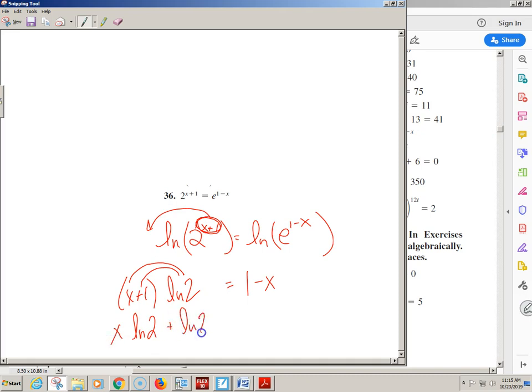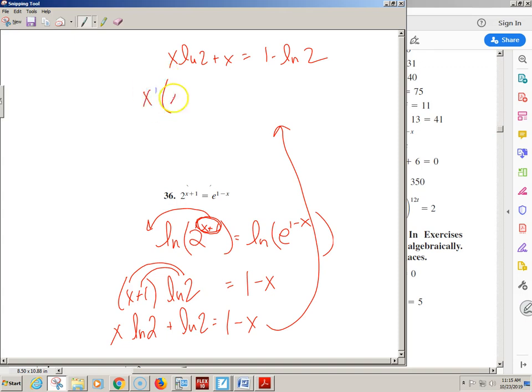Plus ln of 2. Okay, help me out. How's the algebra work at this point? Get the x's on one side and get the numbers on the other, right? So does it make sense? I'm going to get the x ln 2. Move that guy to be with the other x guy. Okay, what can I do with this x? Factor it out.